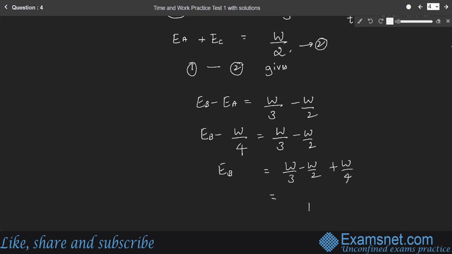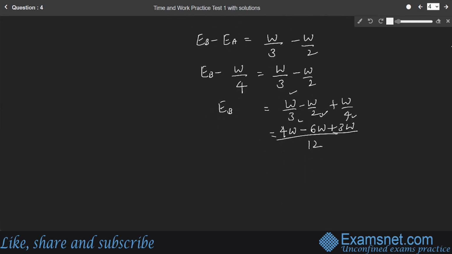By taking the LCM, we have 12 as the LCM, so that the number is divisible by 3, 2 and 4. So the respective numerators become: 3 into 4 is 12, therefore 4W, minus 2 into 6, therefore 6W, plus 4 into 3 is 12, therefore 3W. So we have W by 12 as EB.